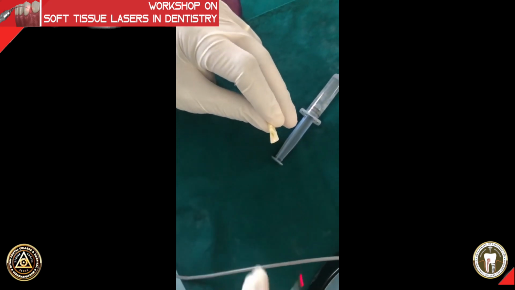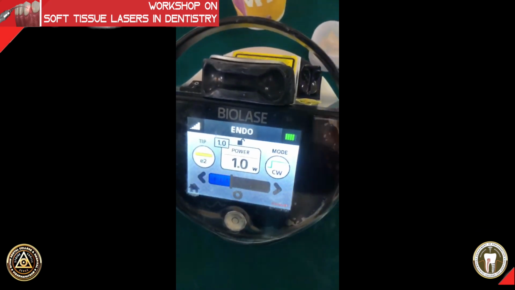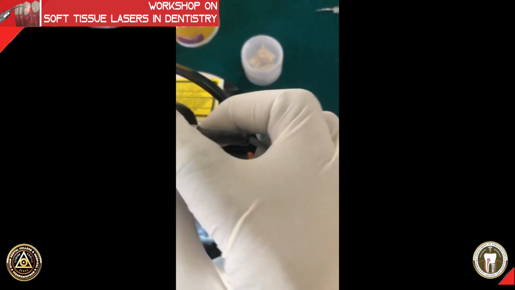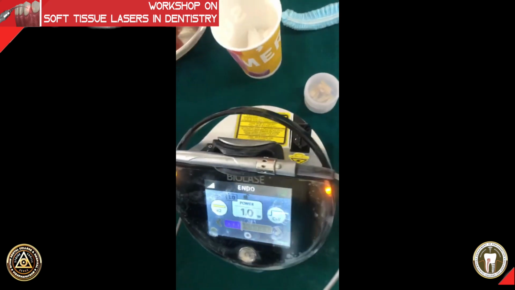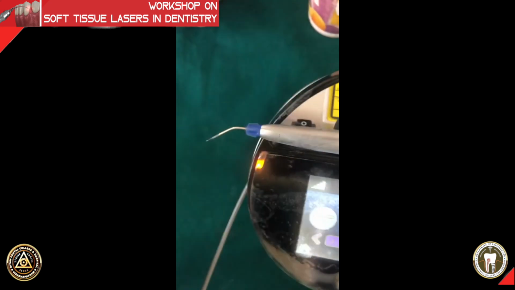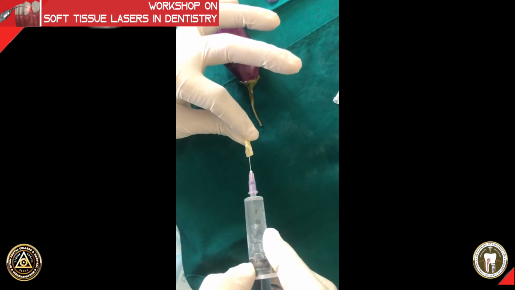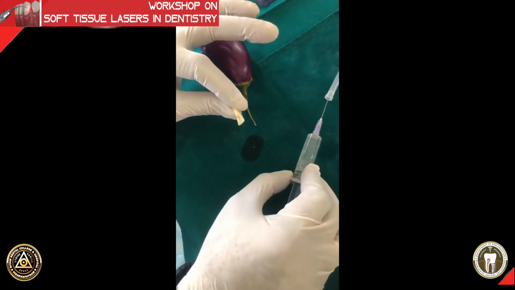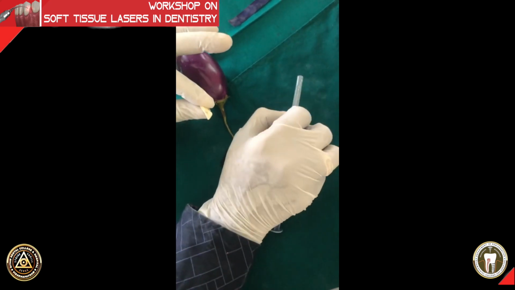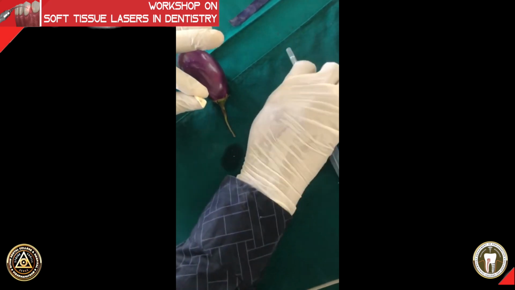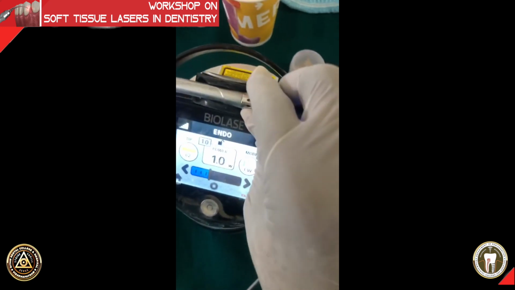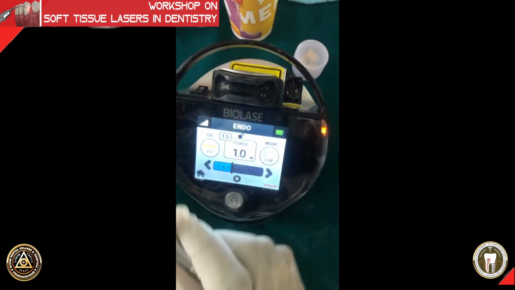Sir has just put it in standby mode. It is good practice to put it in standby mode. Then you irrigate once, flush it with saline, or with hypochlorite, it is up to you, and go back and repeat the whole procedure with a 10-second gap.